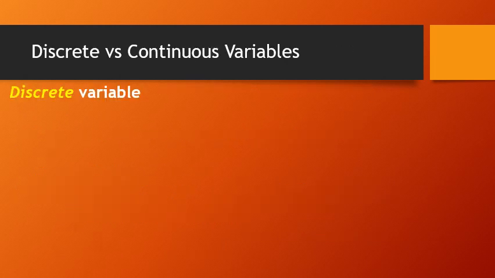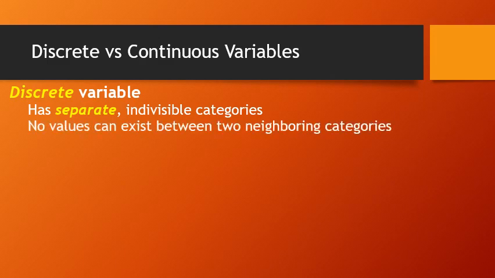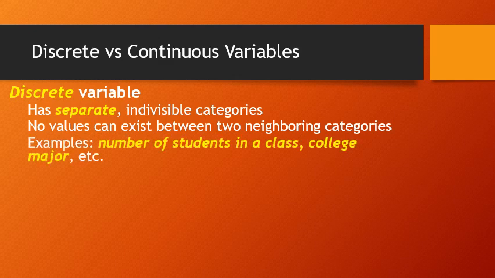Let's look at the difference between discrete and continuous variables. Discrete variables have separate, indivisible categories. No values can exist between the two neighboring categories. Example, the number of students in a class, a college major. Those are discrete variables. Another discrete variable might be the number of children you can have. You can have 1 or 2 or 3 or more, but you can't have half. You can't have fractions or decimals.